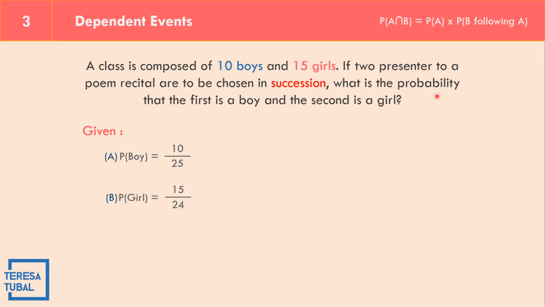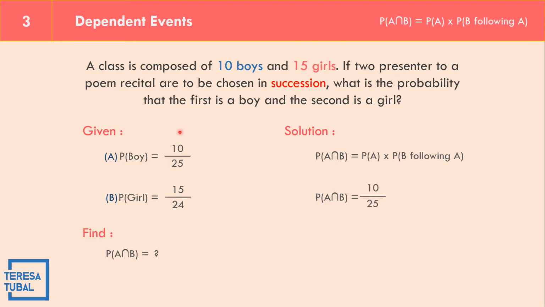Let us find now the probability that the first is a boy and the second is a girl. So let us find now the A intersection B. The formula is the probability of A times the probability of B following A. The probability of the boy, event A, is equal to 10 over 25, multiplied by the probability of B following A. The probability of the girl is equal to 15 over 24. So let us multiply. 10 times 15 is 150. 25 times 24 is equal to 600.